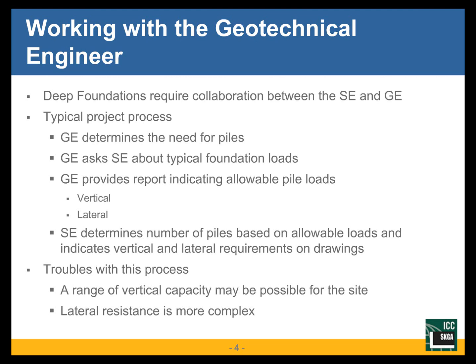In a typical process, the geotechnical engineer will determine when they do their report that it's appropriate to use piles for a project. And the geotechnical engineer may, at that point, ask the structural engineer, if he's already on the project, about typical foundation loads. And they'll provide a report showing what the allowable loads are for vertical and lateral. Then, based on that information, the structural engineer can determine the number of piles based on the loads and indicate the vertical and lateral requirements on the drawings.